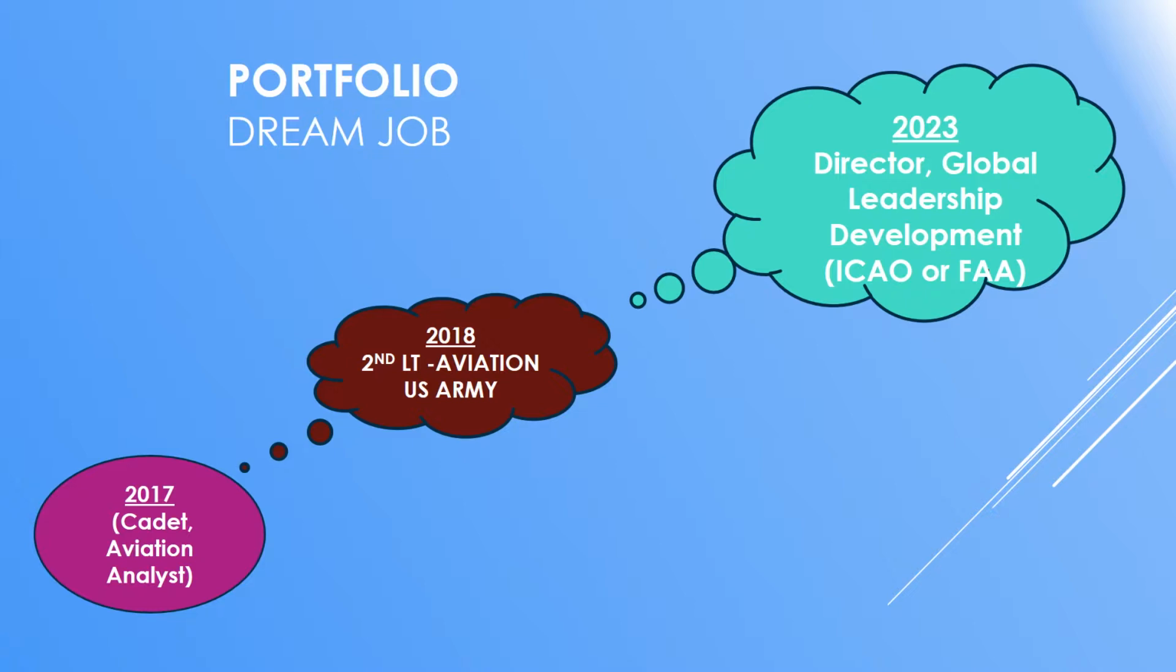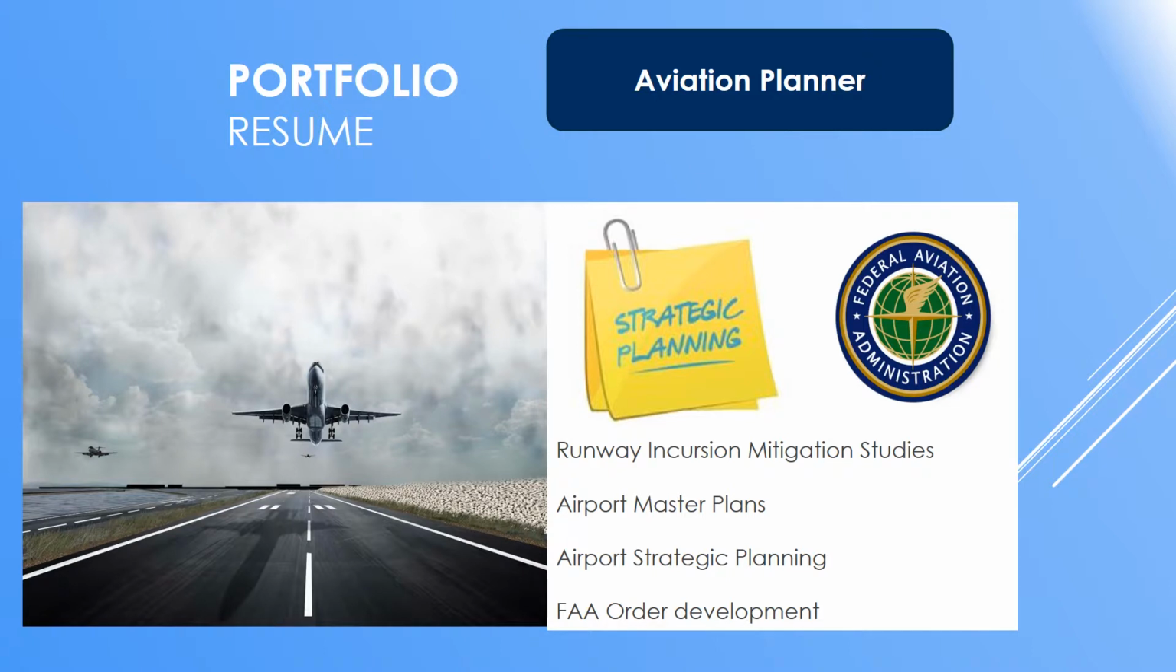My dream job is to be a second lieutenant come next year. However, my actual dream job is to be a director for global leadership development in the International Civil Aviation Organization or the Federal Aviation Administration. And I will explain later as we go why I have that in that particular order. My resume is mainly based on pioneering technological architecture advancements and the development of strategic planning at airports and aviation legislature.